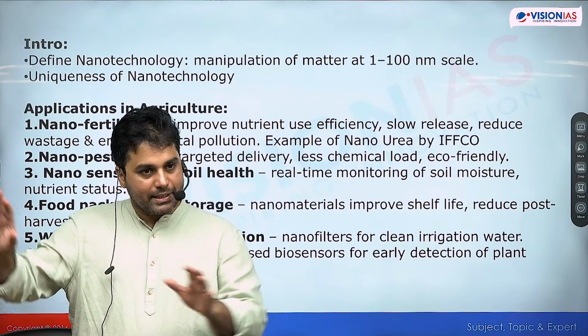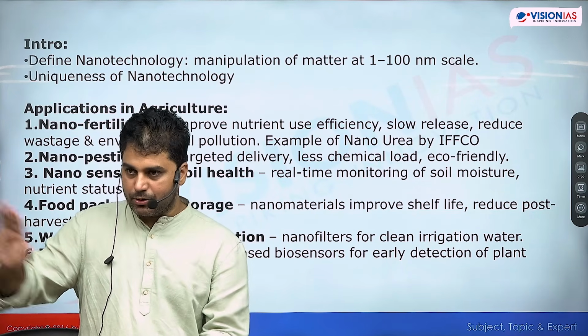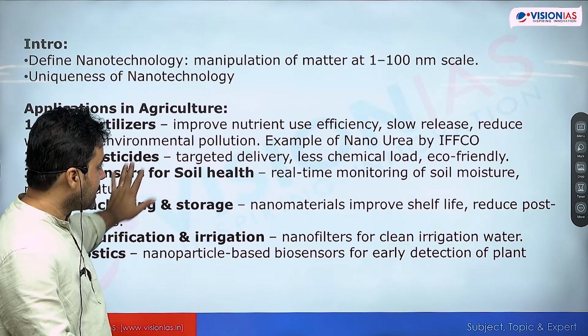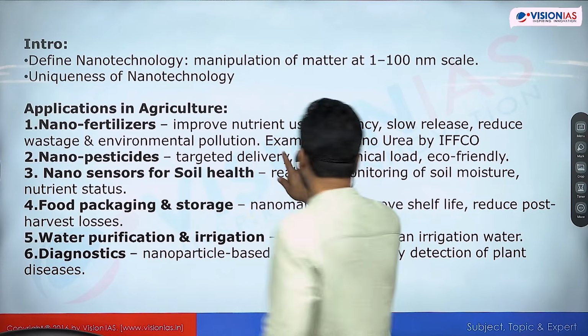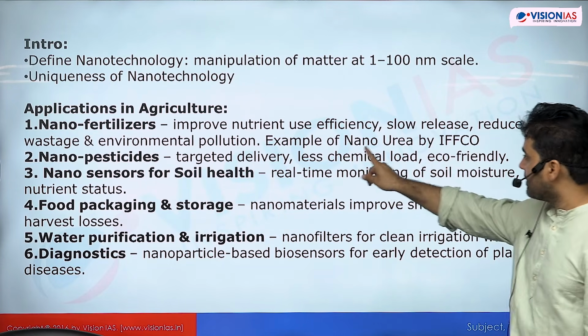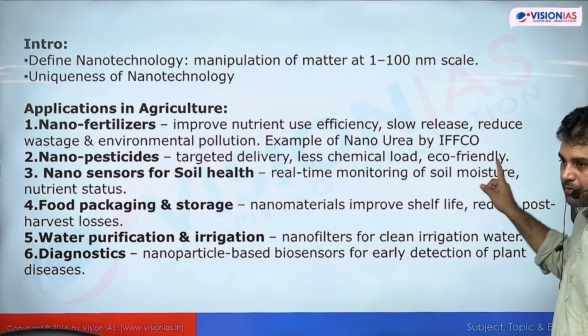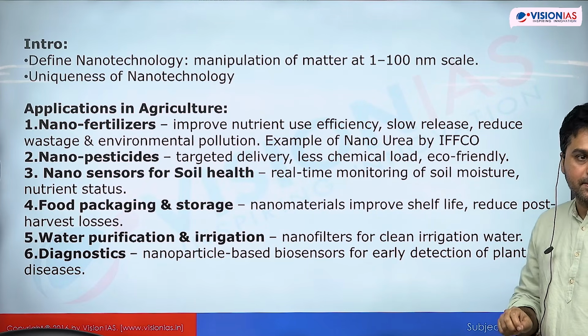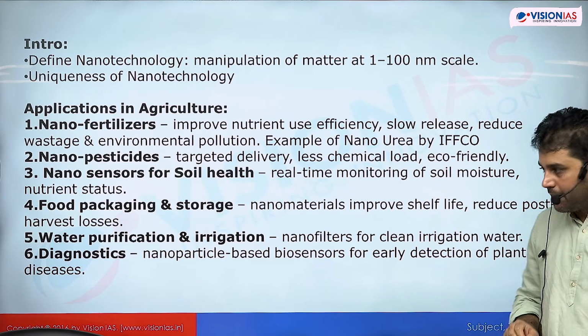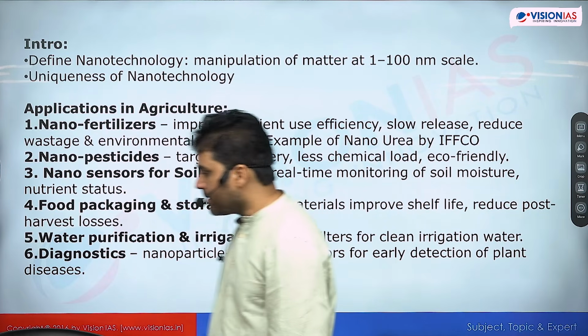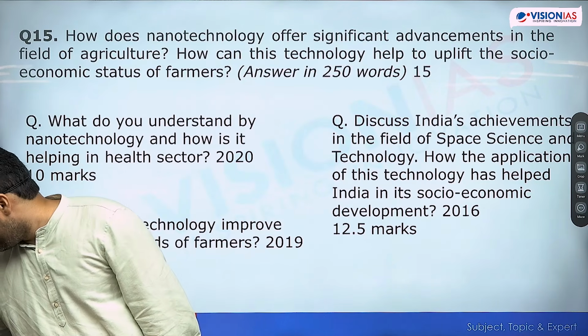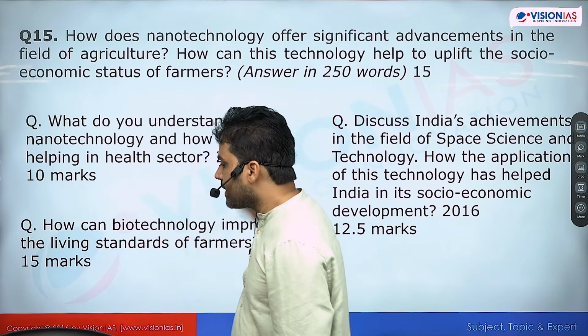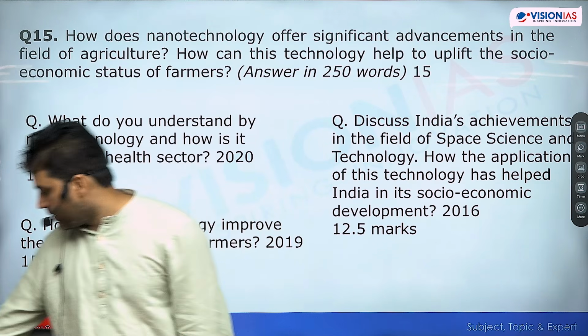If you don't write these points, it's okay, but these top 3 points I definitely expect you to write. And if you want good marks, then the nano urea by IFFCO, I definitely want that as an example in your answer. Okay. Second part of the question. Now that's very straightforward: how can this technology help to uplift the socio-economic status of farmers?